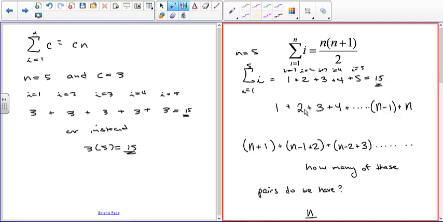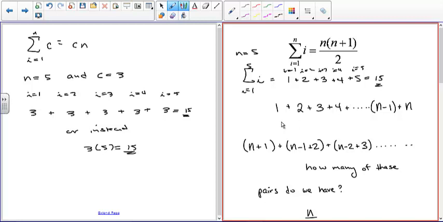And what it means, if you have more than 5, you just keep doing this until you get to whatever n is. So if I did 100, I'd take 1 plus 2 plus 3 plus 4 plus 5 plus 6 plus 7 plus 8, just keep going. I'm going to stop there. This is to demonstrate how they got the formula.